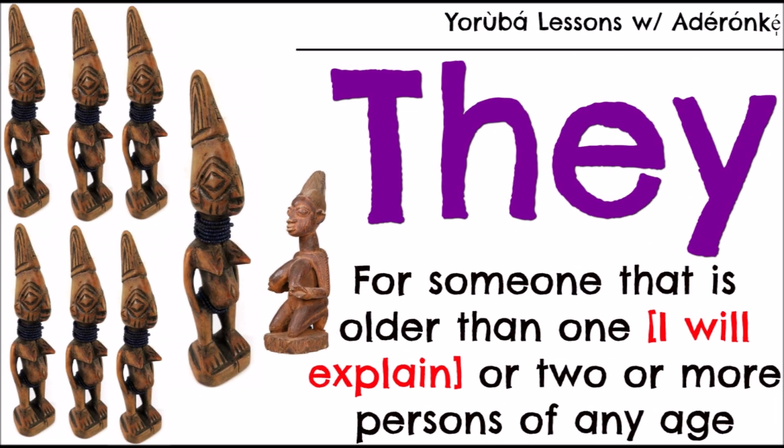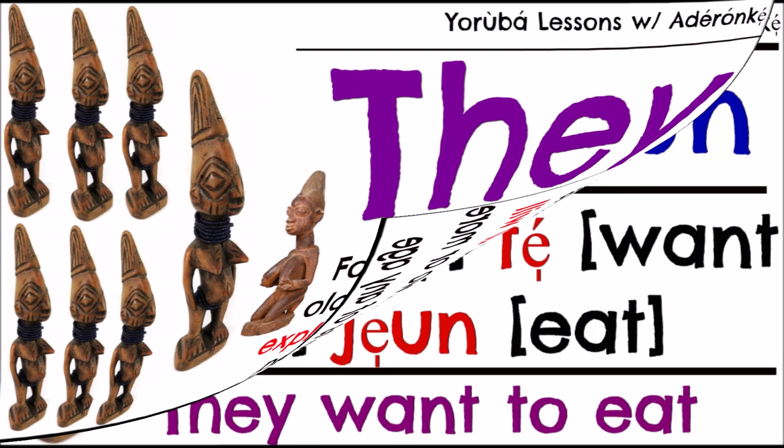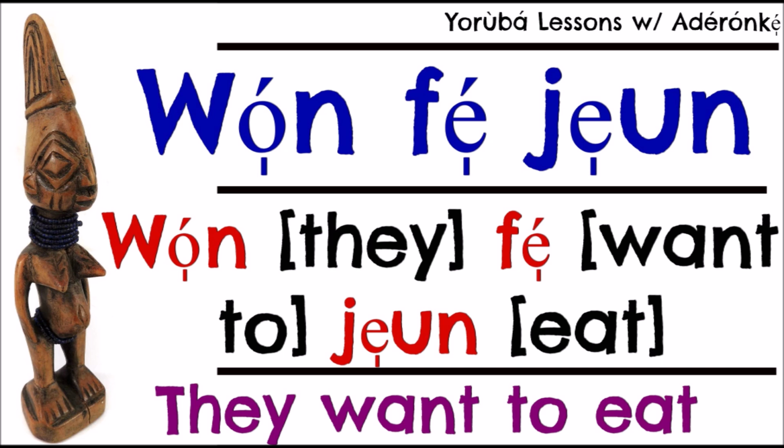And then they is another pronoun. And they, in this case, would be for two or more persons of any age, or when you're referring to one person that is older than you. Wọ́n fẹ́ jẹun, they want to eat. Wọ́n fẹ́ jẹun is what you say when two or more people want to eat, or one person that is older than you wants to eat. So instead of saying he or she, instead of saying ó fẹ́ jẹun, you would say wọ́n fẹ́ jẹun.